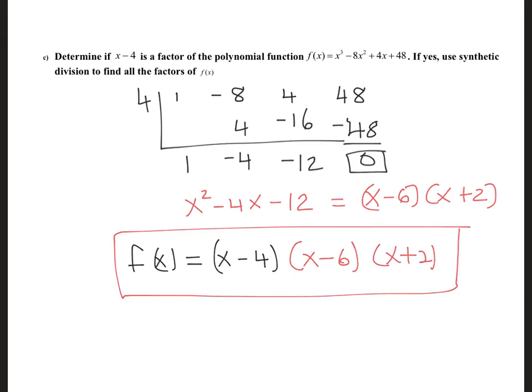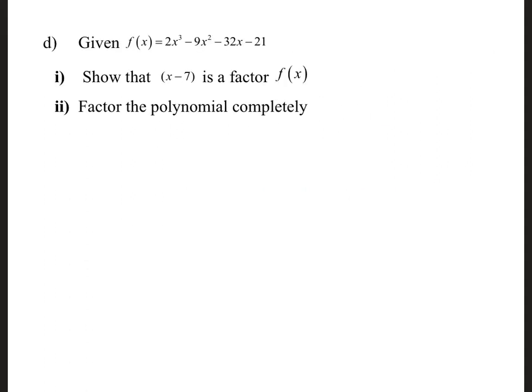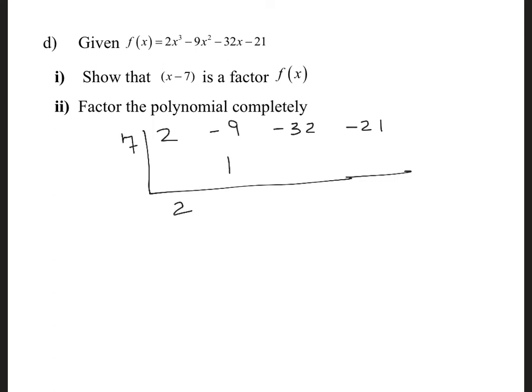There we go. Okay, so here we are given a factor, show that x minus 7 is a factor. Then we factor the polynomial completely. So here I have 2, negative 9, negative 32, negative 21. And here we're going to write 7. So this is 2, 14. So that's going to be 5, 35. That's going to be 3, so 21. So that becomes 0. So here we're going to say, yes, we have shown that. And then the next thing is to write the equation down.